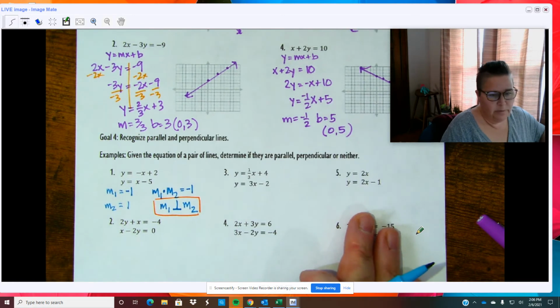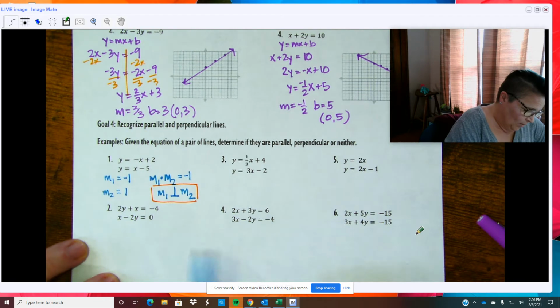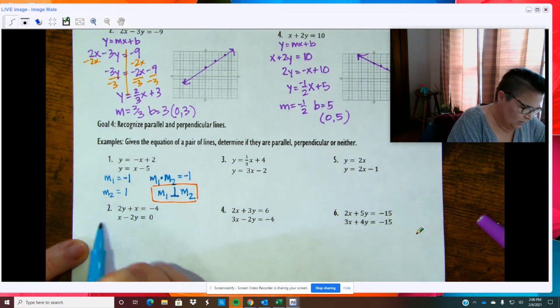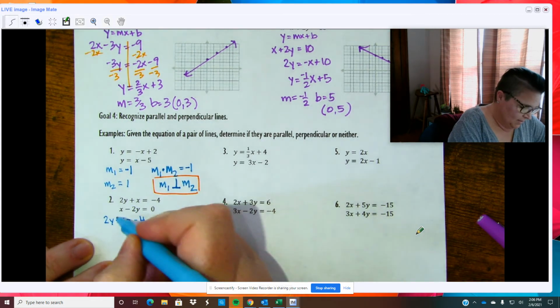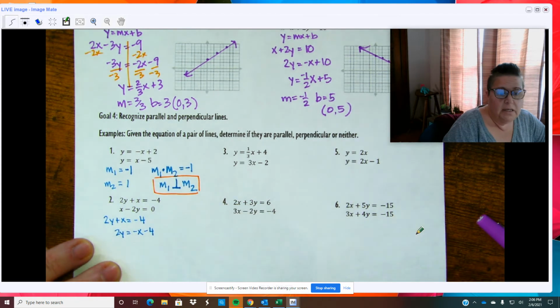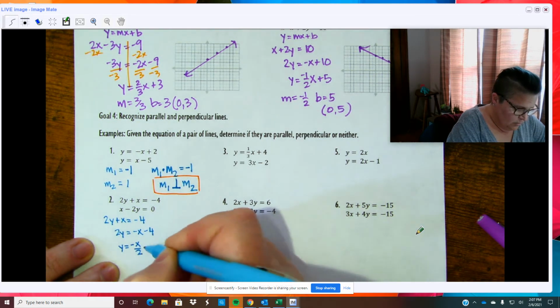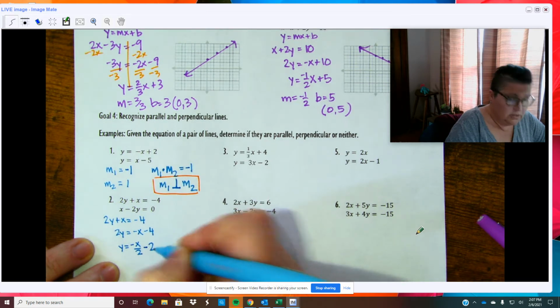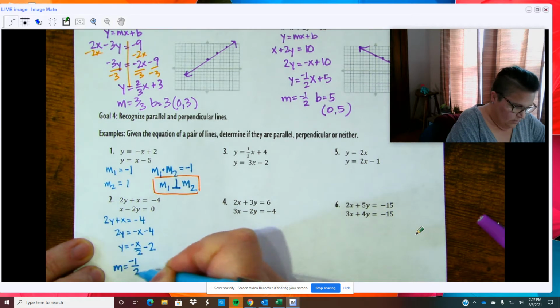If we look at problem number 2, these are great, but they're not in slope-intercept form. 2y plus x is equal to negative 4. So I'm going to rearrange this by subtracting x. So 2y is negative x minus 4, and then dividing each term by 2. So y would equal negative x over 2 minus 4 over 2, which is 2. Now I can determine that this slope is negative 1/2.